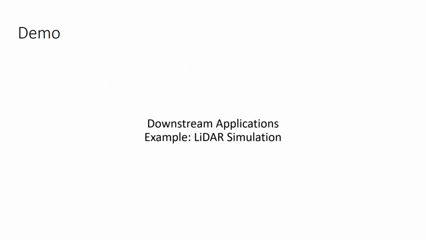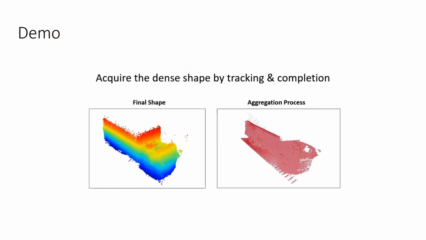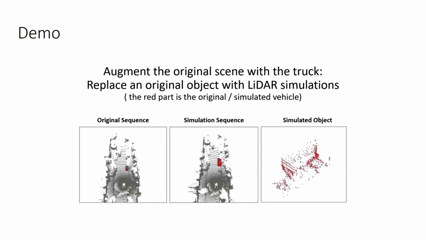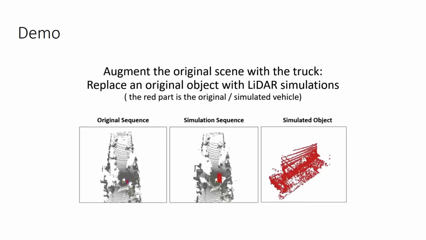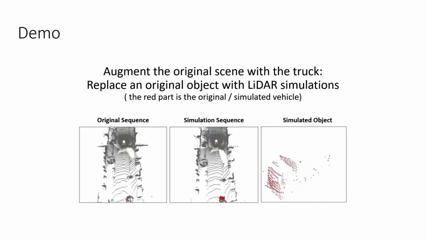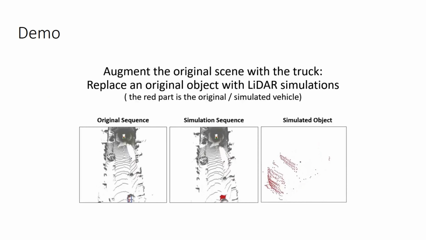Yep, this is the LiDAR simulation scan. We first use the SOT to aggregate the point clouds for one object. After we get this aggregation result, we can simulate the scan pattern of LiDAR and get this simulated object. It can be used for the validation of the detection system.